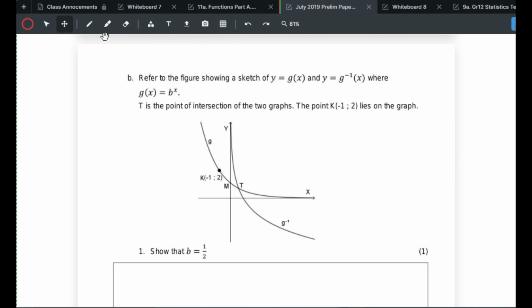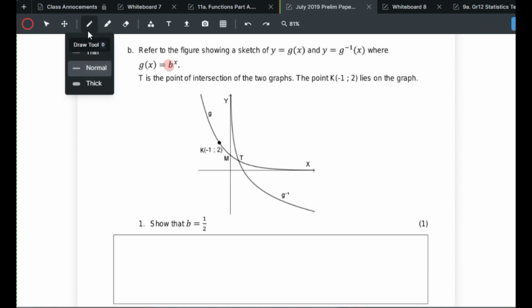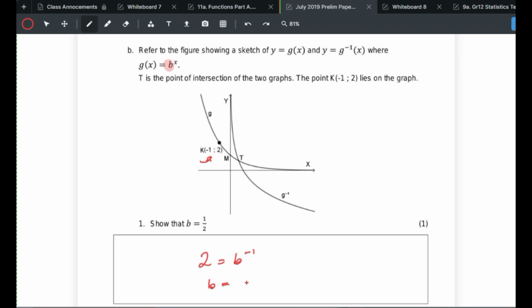As you can see, b is this one over here, and it's the exponential part. I'm guessing this is not so much of a problem. Tell me what I'm going to do real quick. Just solving the point, exactly. So we are solving K. So y would be 2, which is equal to b to the power of negative 1. So therefore we know that b will be equal to 1 over 2.